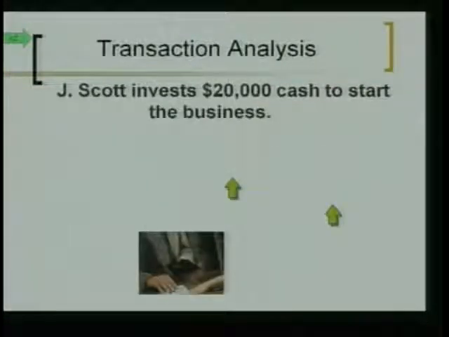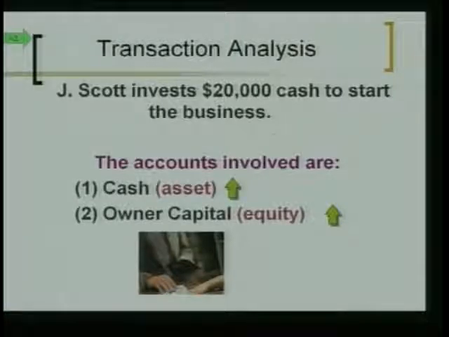Where does this start? Starts right here. Let's say that Jay Scott invests $20,000 cash to start the business. Maybe it was an inheritance from his grandpa or something. But he has $20,000 and he is going to start a business. Well, from your quiz, you know that this is one of those things that increases owner's equity, right? And owner's equity and capital, we kind of use those interchangeably at this point. But the two accounts that are going to be affected are cash, which goes up, and owner's capital or owner's equity, which goes up. You with me? The capital account is where we keep track of that investment. So cash goes up by $20,000 and owner's capital goes up by $20,000.